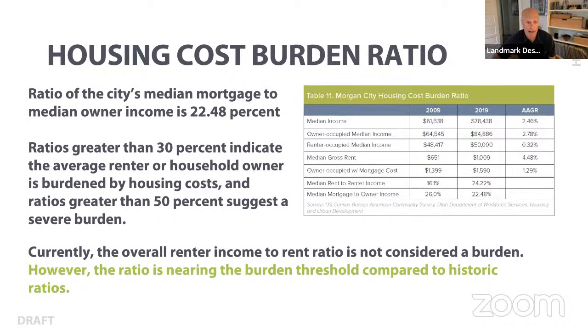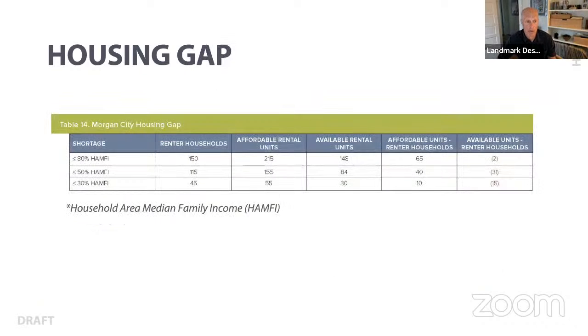And the ratio is, right now you're within the target levels, or what is considered a critical point, where the average renter or household owner is so burdened by housing costs that it's not sustainable. You're not there yet, but it's trending towards that. And so it's something to be concerned about, that housing costs and housing access is going to be more and more of an issue in the future. And you can see that even right now there's a gap of affordable housing units.